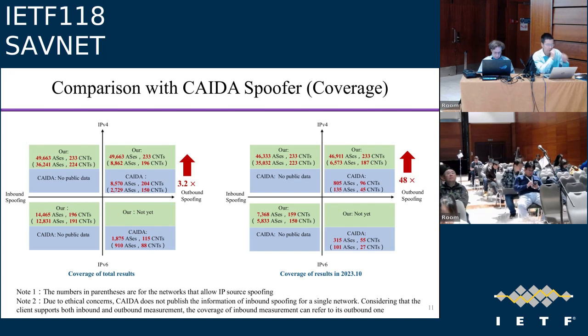For the total results, we have found more than 8,000 ASes that allow IP source spoofing, outbound spoofing in IPv4, which is 3 times that of CAIDA Spoofer. And we have found more than 36,000 ASes that allow IPv4 inbound spoofing, which is almost half of the total ASes in the world. And for the single mask result, we have found more than 6,000 ASes that allow IPv4 outbound spoofing in the last month, but only 100 ASes are found in CAIDA Spoofer.